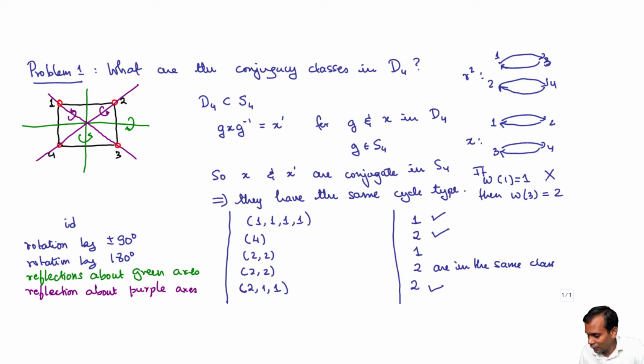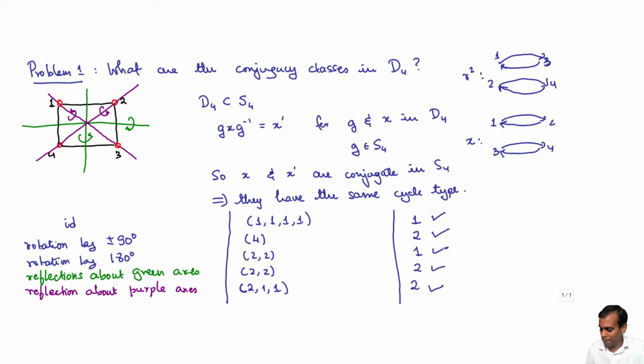Okay, but maybe W takes 1 to 2. Then W of 3 must be equal to 1. But 1 and 3 are not adjacent to each other, while 2 and 1 are adjacent. So again, W cannot lie in D4. Similarly, you can check that if W takes 1 to 3 or 1 to 4, there is no element W with W r squared W inverse equal to X, as W cannot lie in D4. So what we have is that this is a conjugacy class all by itself, and this is a conjugacy class all by itself.